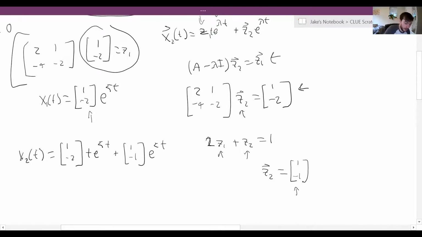So remember, now we've got an x1 and an x2 to contend with. Both of these solve the system. And again, this is something you can check. You can always plug in both of these. Actually, maybe I should quickly go over that.